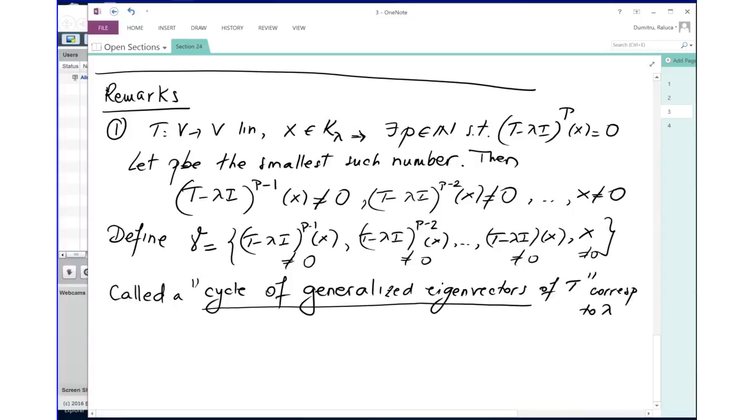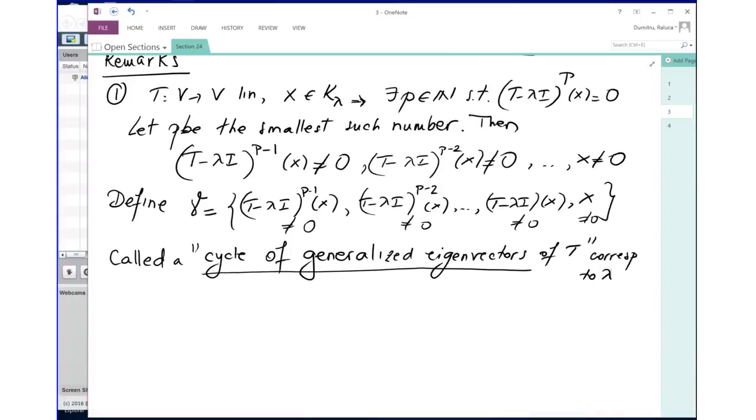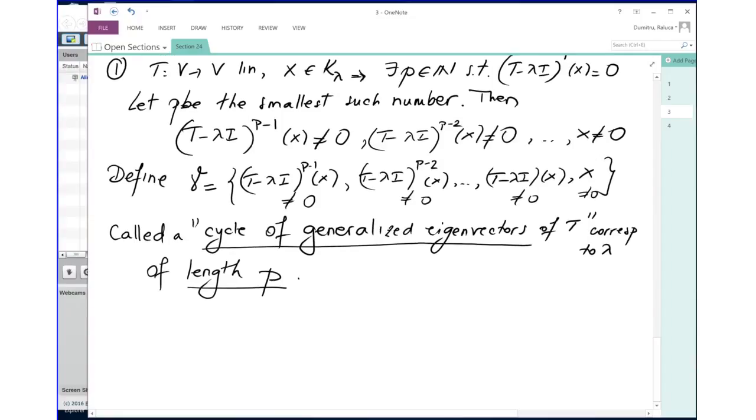So whatever we do for one of these, we'll have to repeat for all the other eigenvalues. It is a cycle corresponding to lambda of length p. p means there are p vectors in there, starting from the 0 power. The vector from the p minus 1 power is called the initial vector of the cycle, and x itself is the end of the cycle.